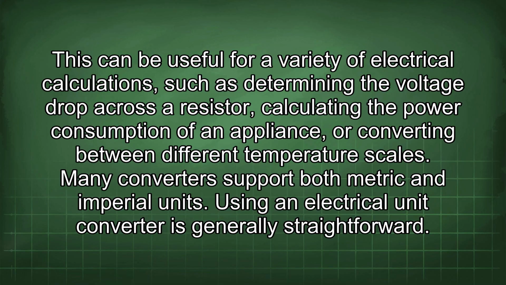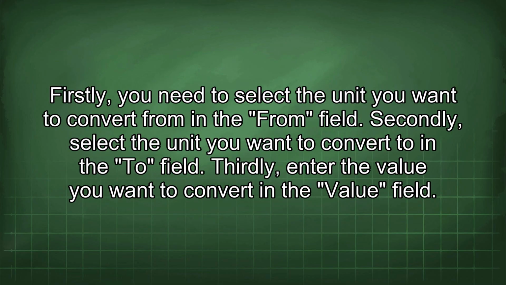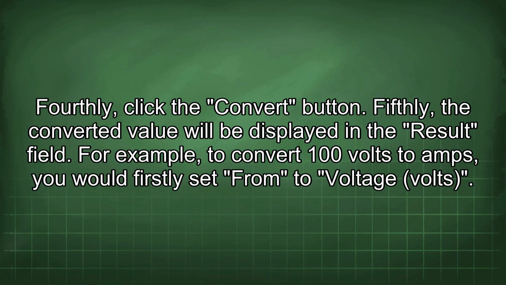Using an electrical unit converter is generally straightforward. Firstly, you need to select the unit you want to convert from in the from field. Secondly, select the unit you want to convert to in the to field. Thirdly, enter the value you want to convert in the value field. Fourthly, click the convert button. Fifthly, the converted value will be displayed in the result field.